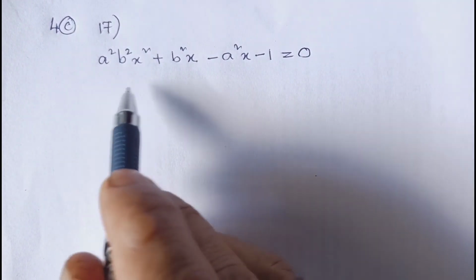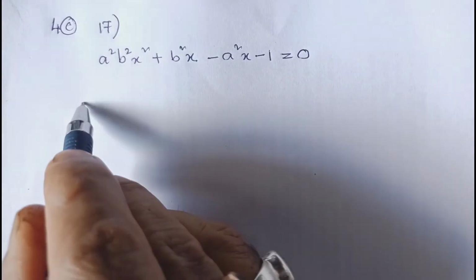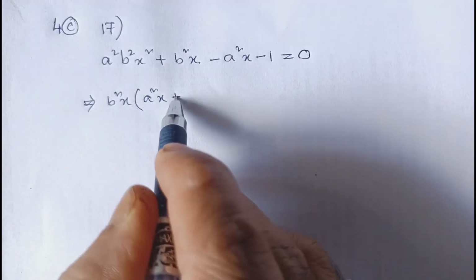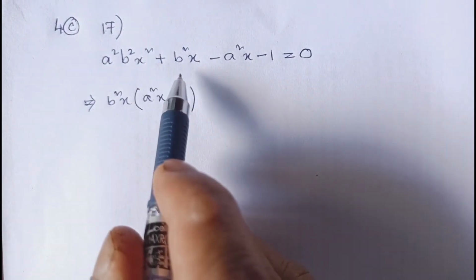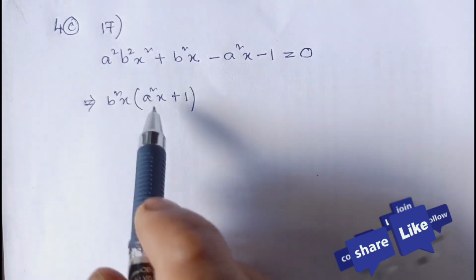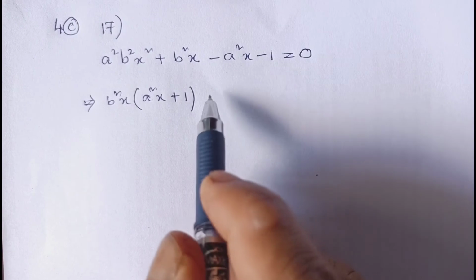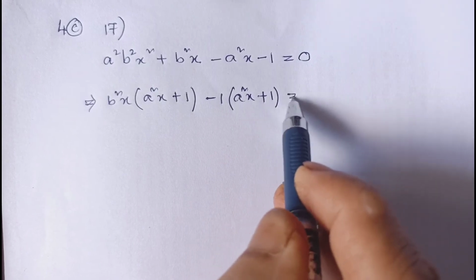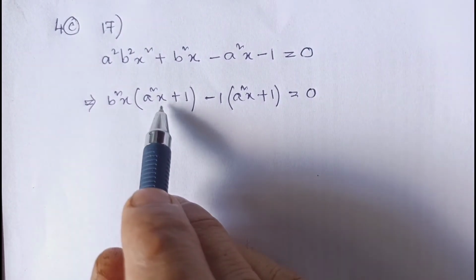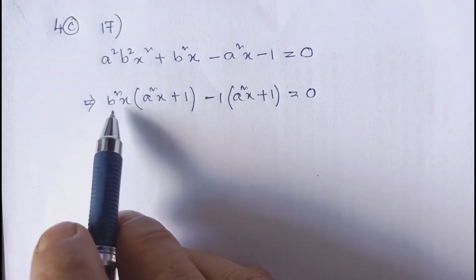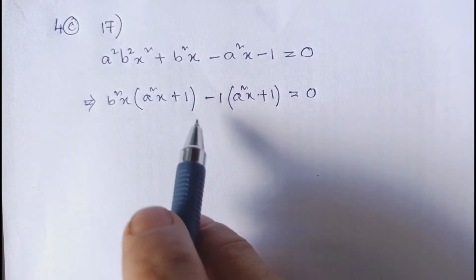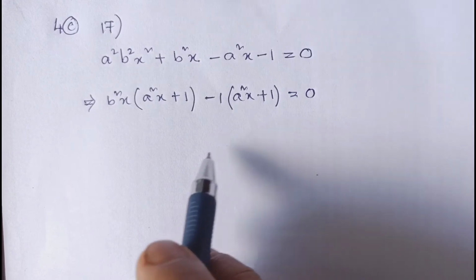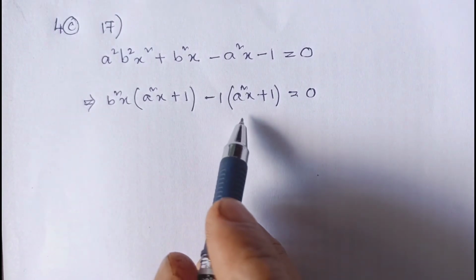Now if you see the first two terms, here b square x is common, so if we take b square x common, then we are left with a square x plus 1. Clear? From the first and second term we can take b square x common, then we are left with a square x plus 1. From the last two we can take minus 1 common, then it will be a square x plus 1. Now if you check, b square x into a square x will be a square b square x square. B square x into 1 will be b square x, minus a square x, and minus 1 into 1 is minus 1.